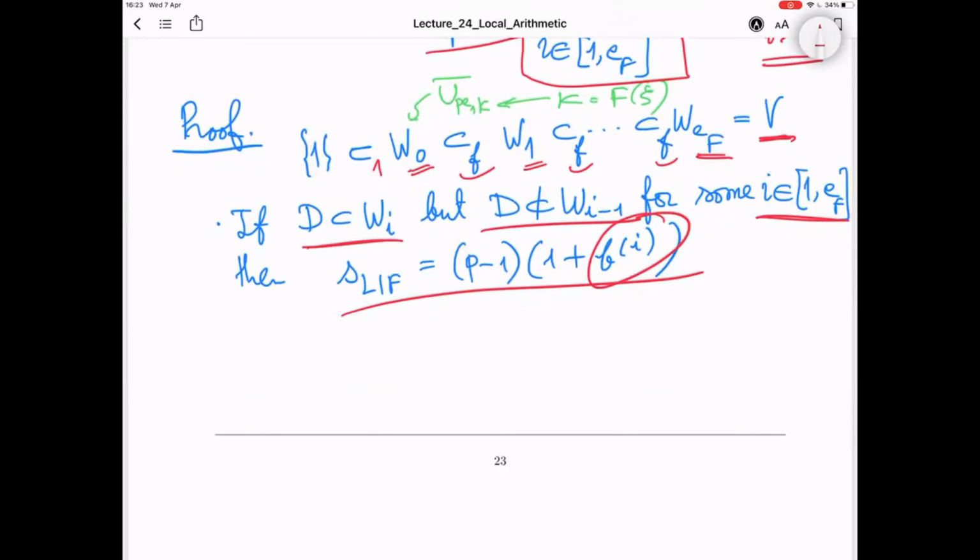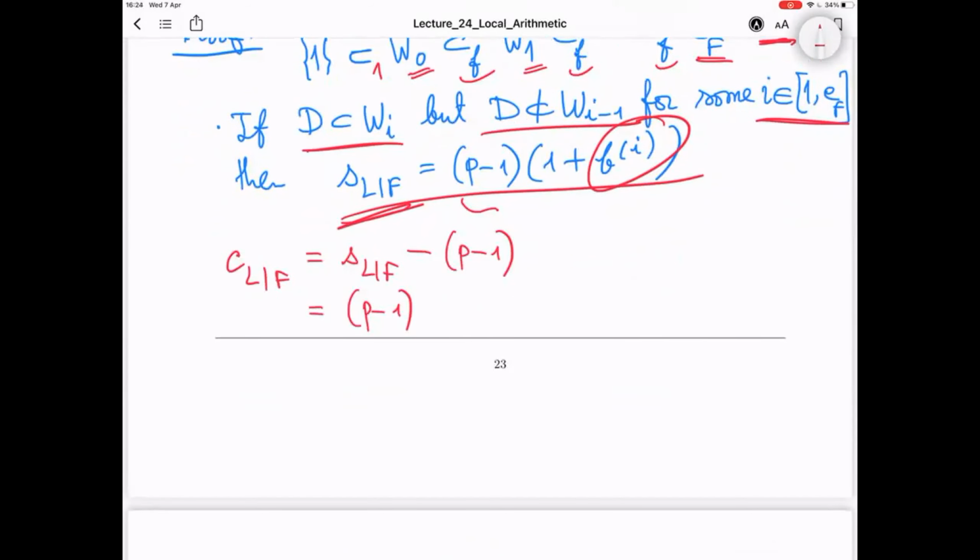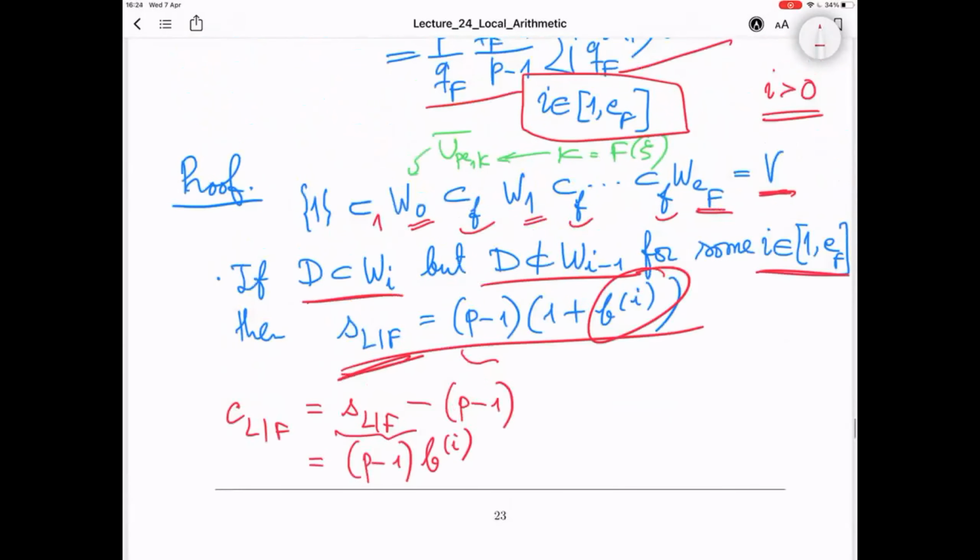And so this is the, what is it? Yeah, this is the exponent of the different. And therefore, maybe I should be able to compute this exponent C of L over F. It's S of L over F minus P minus 1, right? So it's P minus 1, and what is it? S over F. So this is minus times B to the I. That's it. So that's why you see this expression here.